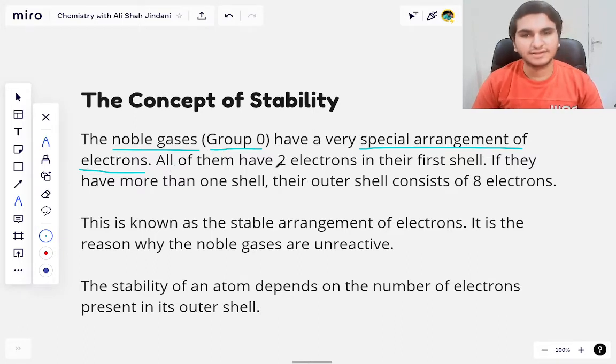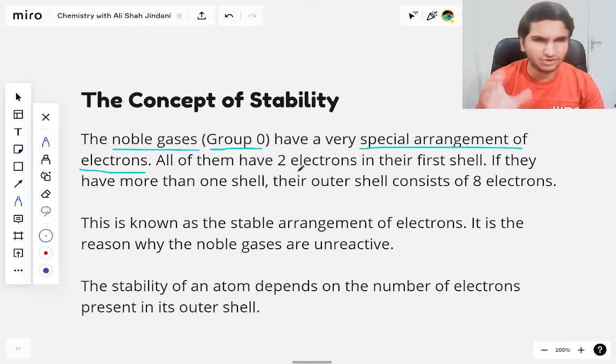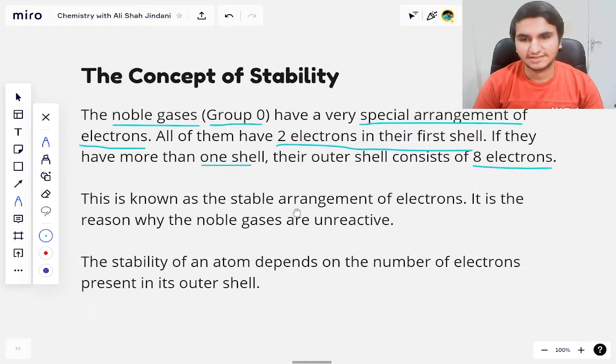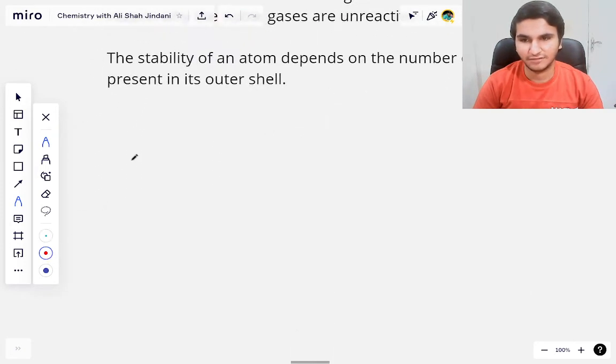If you look at the electronic structure of the noble gases, they have 2 electrons in their first shell, and if they have more than one shell, their outer shell consists of 8 electrons. So for example, let me give you an example of helium. Helium, we have 4 and we have 2.